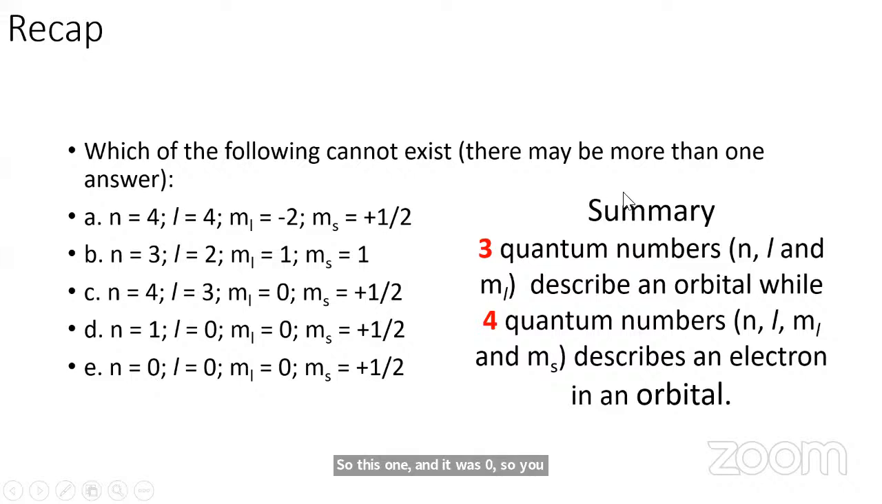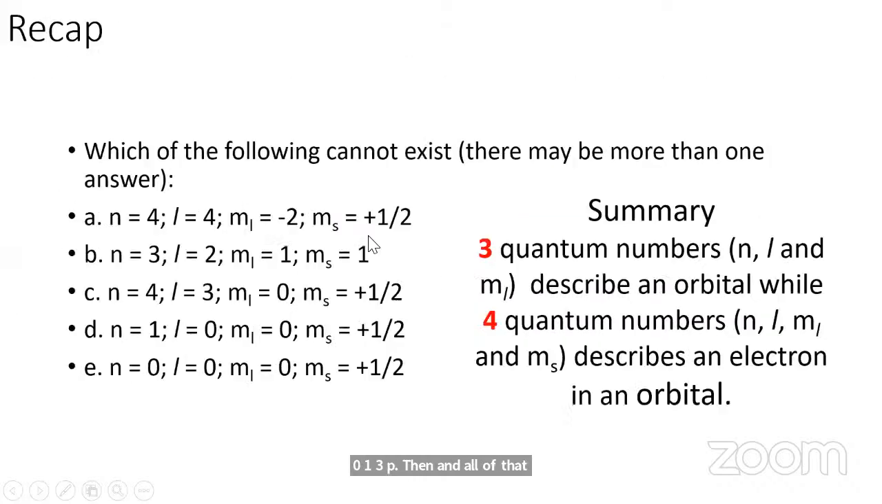Now, in summary or a recap of what we had done on Monday, we are saying that you use 3 quantum numbers to describe an orbital. Those are the principal quantum number, the azimuthal quantum number, and the magnetic quantum number. While 4 quantum numbers will describe an electron in an orbital. Please, these are 2 different things. So do not mix it up. Those 4 quantum numbers are the principal, the azimuthal, the magnetic, and the spin quantum numbers. So here you have 4D, here you have 3P, and all of that.